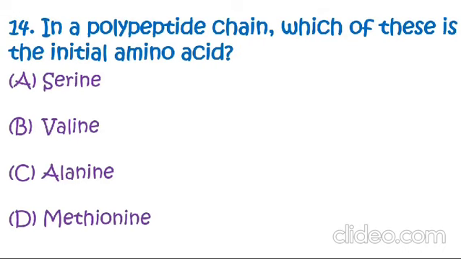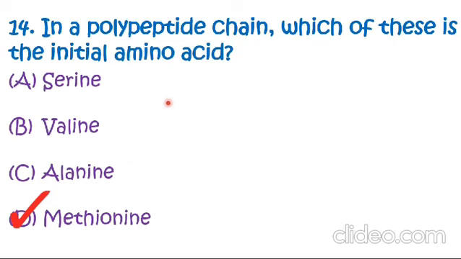Okay, question number 14 is, in the polypeptide chain, which of these is the initial amino acid? Option A is serine, B is valine, C is alanine, and D is methionine. So the correct option over here, as you all know, is option D, methionine.